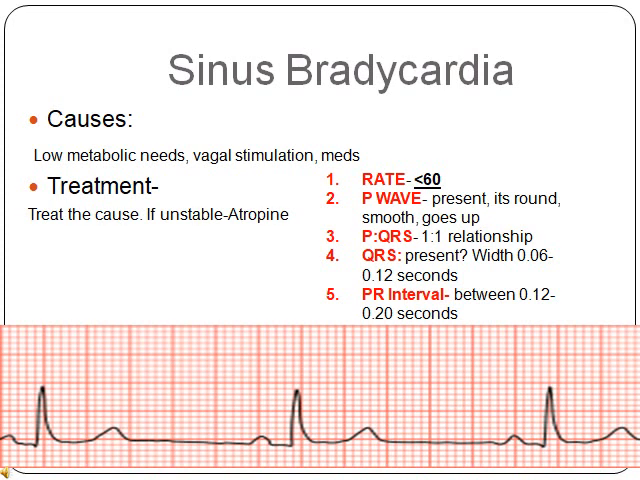Treatment. In general, you just treat the cause. So if you're bearing down, you stop doing that. If it's a medication problem, you'll switch that up. If the patient is unstable, then you give atropine.